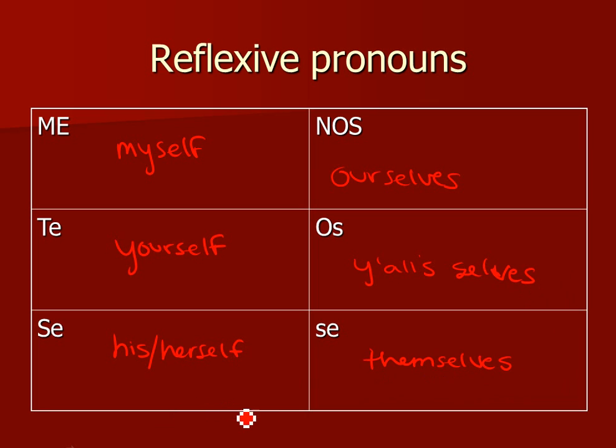So these top four should look familiar when we're talking about indirect object pronouns. They're the same. Me, te, nos, os. It's the bottom that changes. Instead of le and les, we get se for both. So you only have to remember one for his and herself and themselves, which is kind of nice.